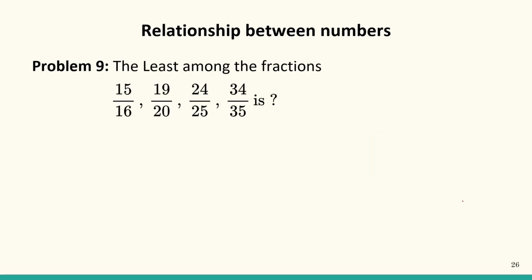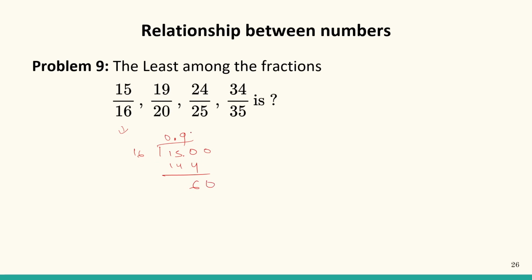So let's discuss problem number 9: the least among these fractions. What we need to do is evaluate the decimal forms of all these fractions. For this, here we have 16 and here you have 15. So let's put a decimal point down here, 0 point. 9 is equal to 144 and there you have 6. Let's put another 0 there and put a 0 here.